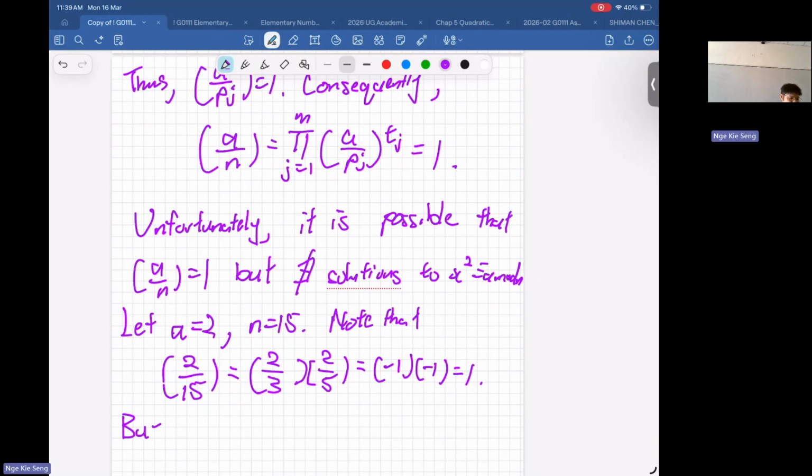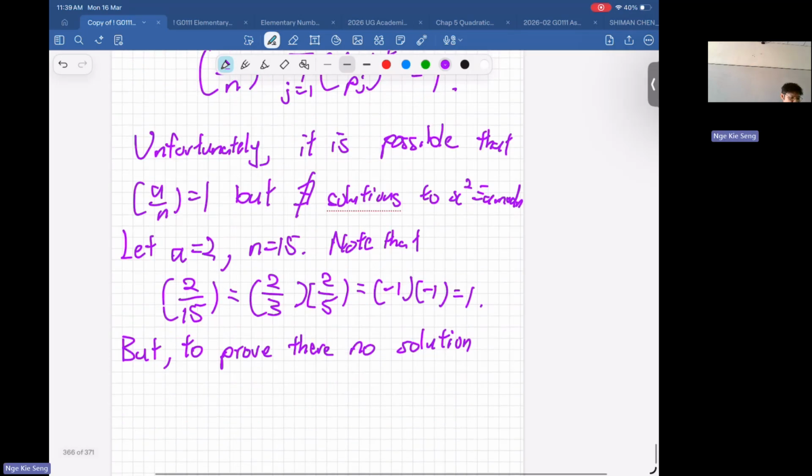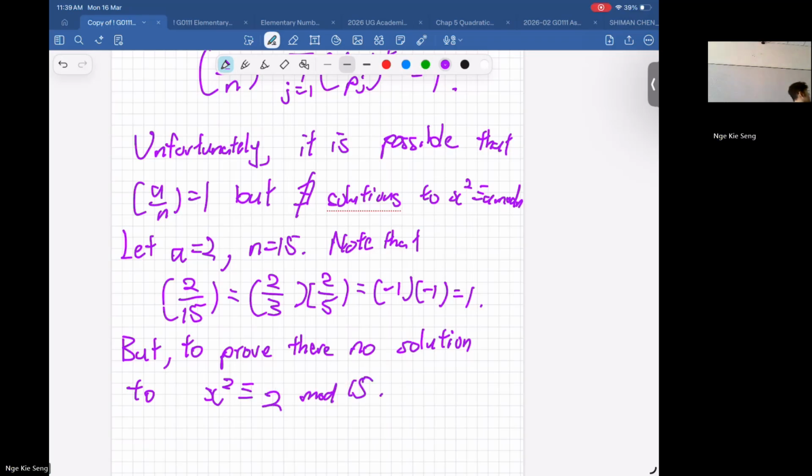Well, you want to prove there's no solution to x squared congruent to 2 mod 15, right? This is like an assignment question. One way is to use brute force, to try 1 to 14, and then see that it's not equal to 2. But there's a simpler way. You can split your n into relatively prime numbers so that you can use the Chinese remainder theorem.